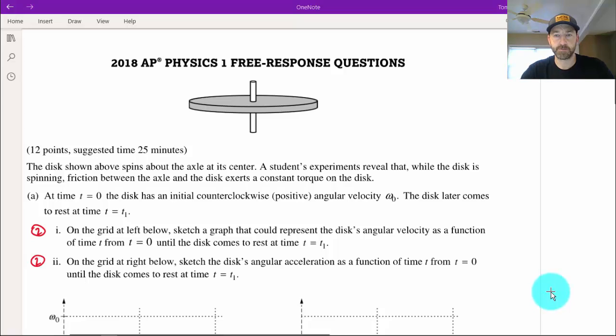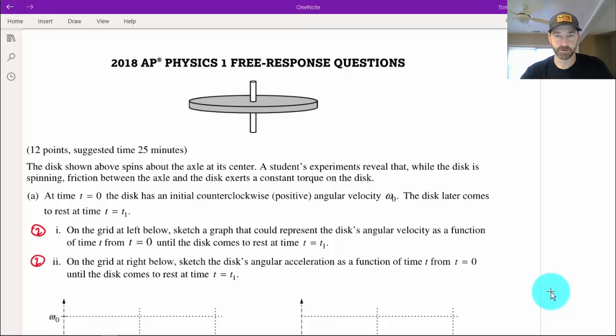It's a rotational problem, although it's not a ridiculously hardcore rotational problem. It's a lot more just kind of thinking through what do I think should happen, and just try to map out as best as you can. So it says the disk shown above spins about an axis at its center.